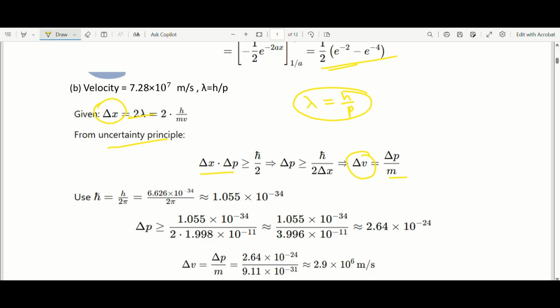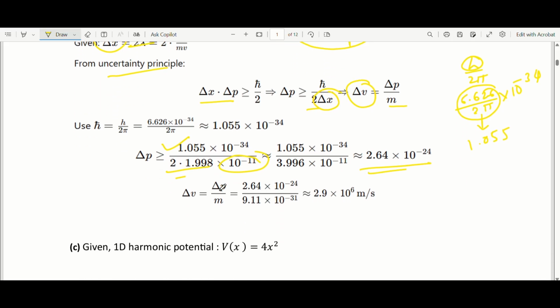So h cross is nothing but h by 2 pi. So h is 6.626 divided by 2 pi into 10 to the power minus 34. This value is approximately 1.055. Okay, after substituting this h value here, divided by twice into del x. So del x is given in terms of h by mv. Okay, v is given already, that is 7.28 into 10 to the power 7. Substituting this, we can easily find del x. So del x is 1.998 into 10 to the power minus 11. This is 2 times. Then we can easily find the del p value.